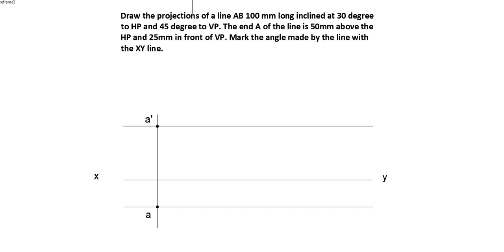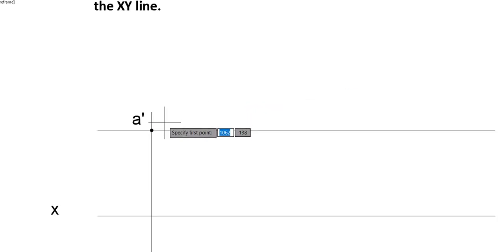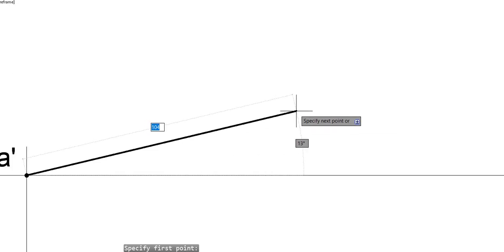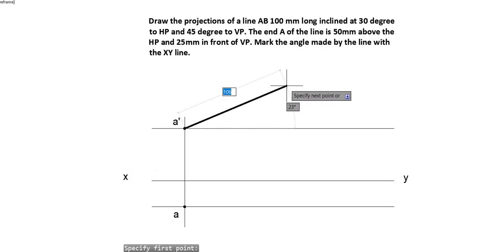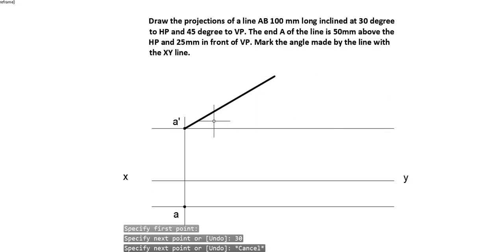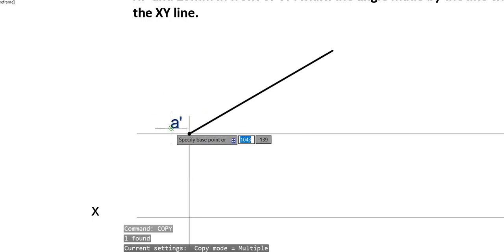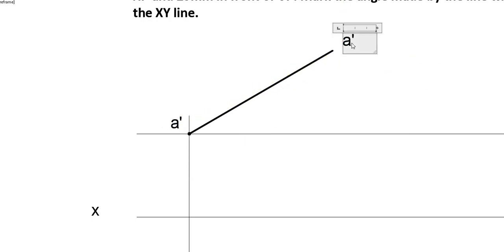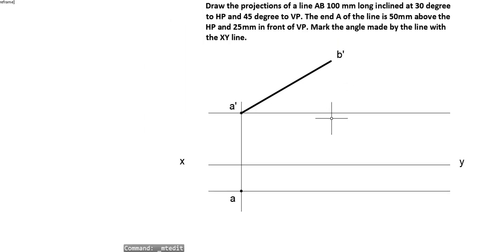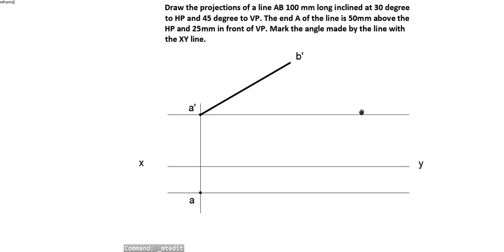Okay, so with such information I decide that I would draw the front view of this particular line. This is an assumed line, not the AB that we have here. The length is 100 and the angle of inclination is 30° to HP. Let's name this B dash. So this has been the front view of that assumed line.